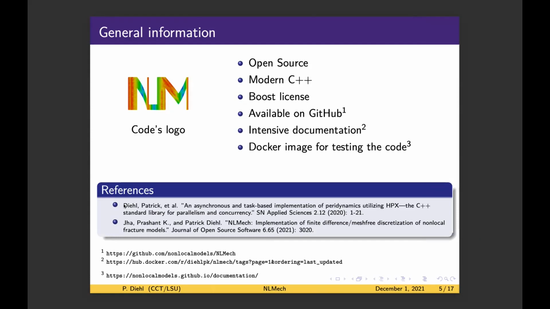And here you can see two references. The first reference is more about the computer science aspects of the code, and the second one is an overview of the code. It's published in the Journal of Open Source Software, and here you can find a lot of information. Then you can dig deeper into the paper we provided here. And I provided you with all of the links of the code.